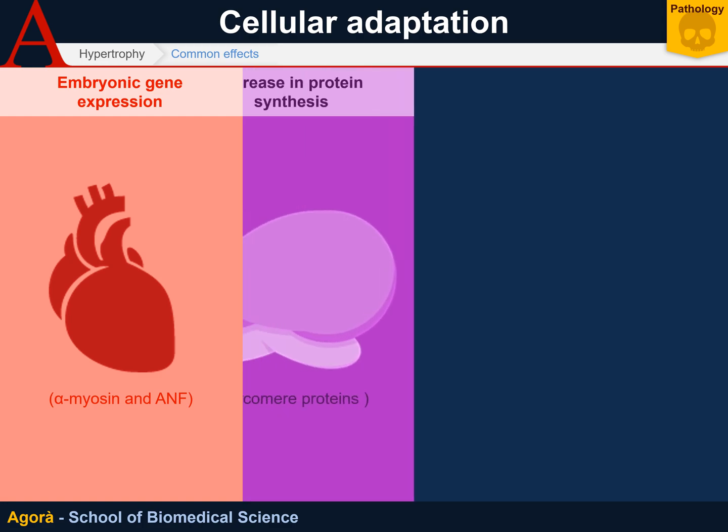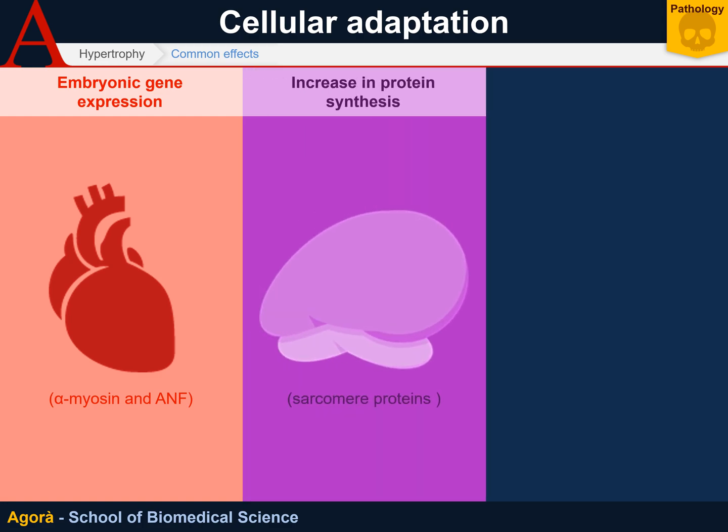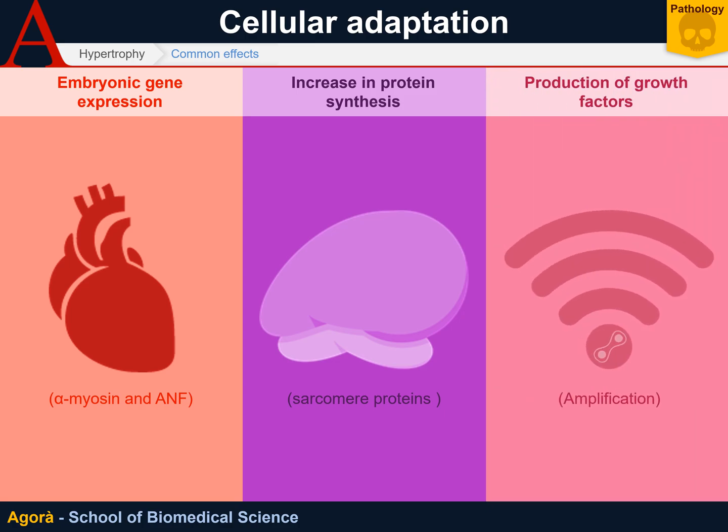Moreover, an overall increase in protein synthesis occurs. The simplest example is that of hypertrophy from striated muscle training, in which a great amount of sarcomere proteins are synthesized. Another effect is that of the tissue that, by becoming hypertrophic, can start producing its own growth factors. This phenomenon, also known as amplification, is a positive feedback.